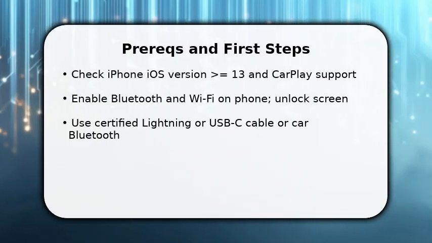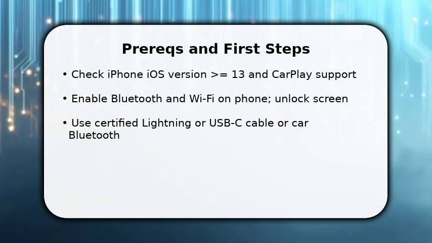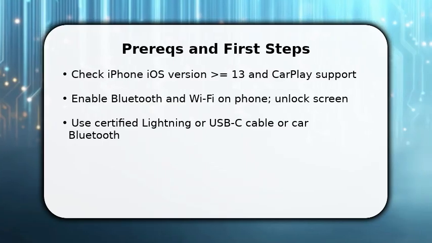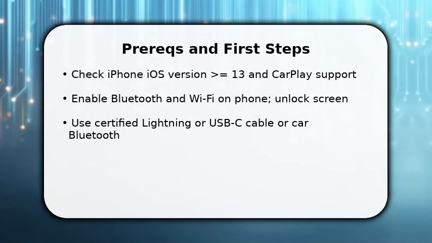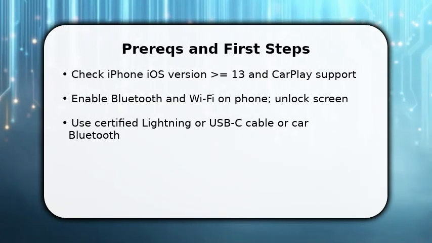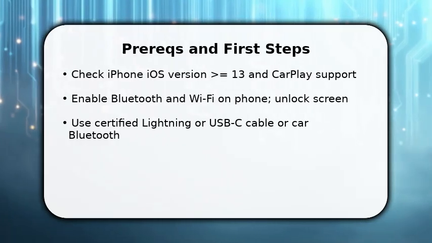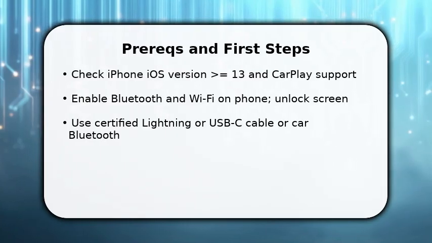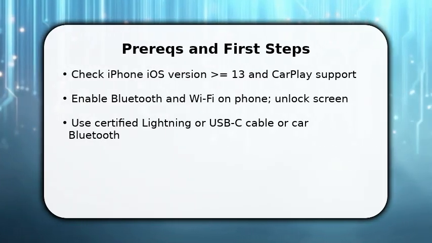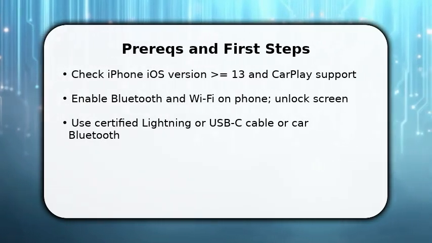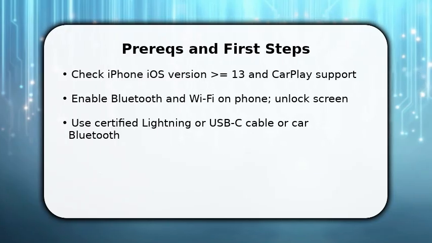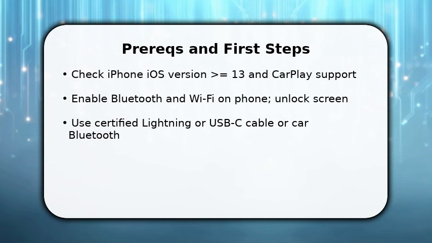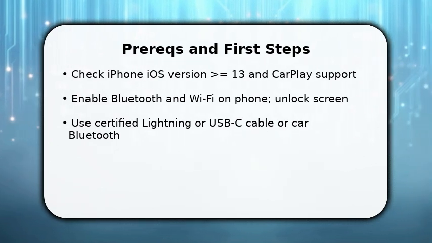You start by confirming prerequisites. Your iPhone runs a supported iOS, and the vehicle supports Apple CarPlay. Plug in a certified Lightning or USB-C cable to the car USB port labeled CarPlay, or enable Bluetooth pairing if wireless is supported. Once done, unlock your iPhone and allow it to trust the vehicle when prompted. You do this because CarPlay needs active data and permission to mirror apps. Making these steps first avoids connection loops later.